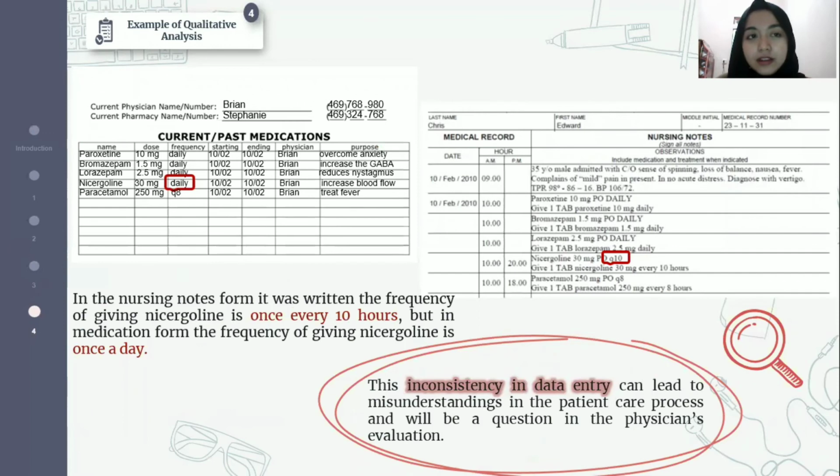This is the example of qualitative analysis. In the nursing notes form, it was written that the frequency of giving nisergolene is once every 10 hours. But in the medication form, the frequency of giving nisergolene is once a day. This inconsistency in data entry can lead to misunderstandings in the patient care process and will be a question in the physician's evaluation.